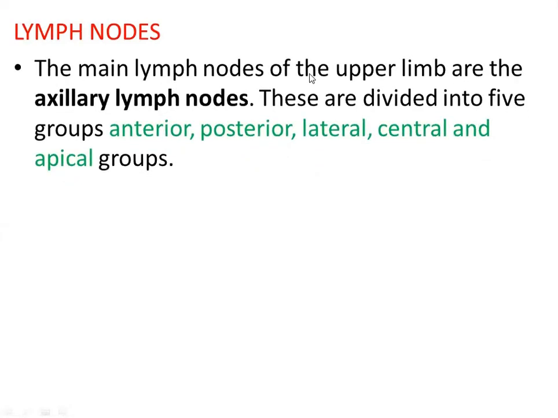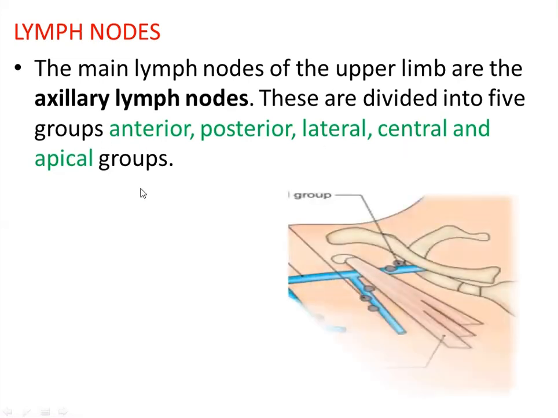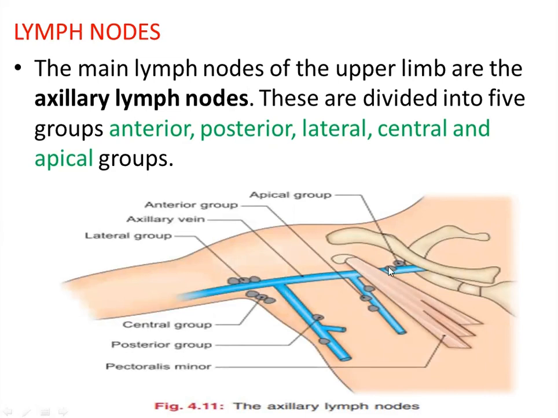The main lymph nodes of the upper limb are the axillary lymph nodes. These are divided into 5 groups: anterior, posterior, lateral, central and apical groups. Here you can see the apical group, right? This one is the anterior group. This one is the lateral group. This one is the central group. This one is the posterior group. These are the axillary lymph node groups.